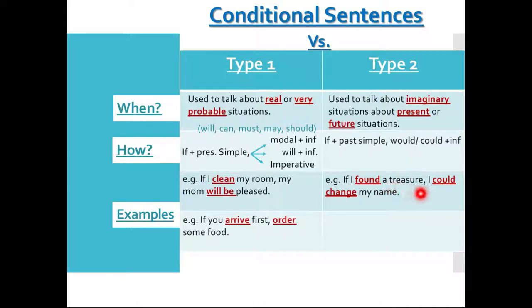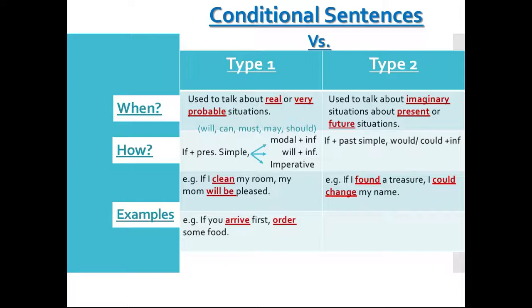So, here we use type 2. Why? Because it doesn't make sense. It's not really probable or something real that you might find a treasure. All right? This is imaginary. It's like you're making a wish. So if I found a treasure, we use the past simple because we're talking about something imaginary, something that isn't possibly going to happen. All right? Might happen. We're not going to say it's impossible, but it's not most likely to happen in real life.